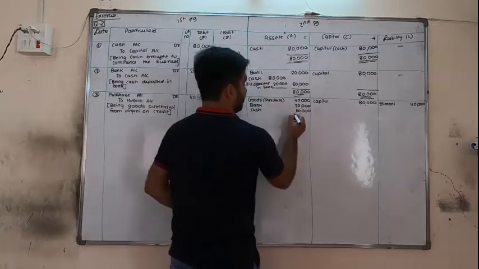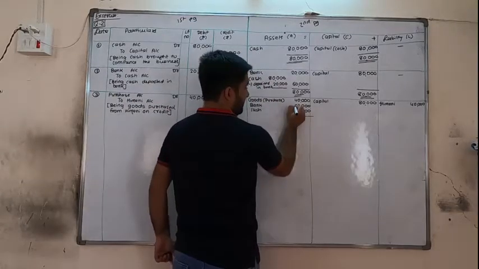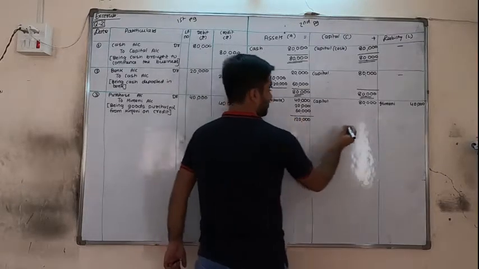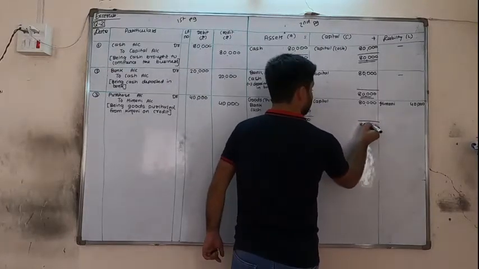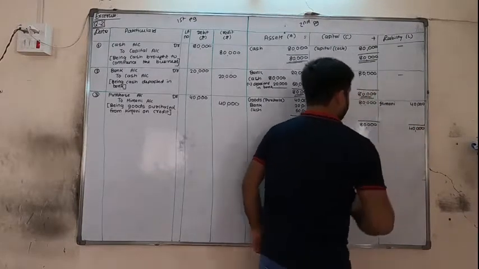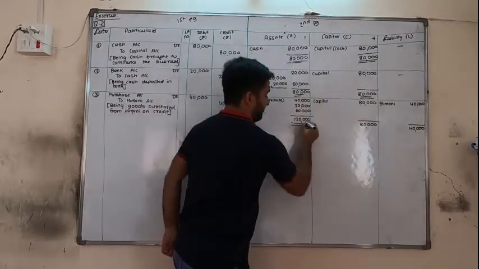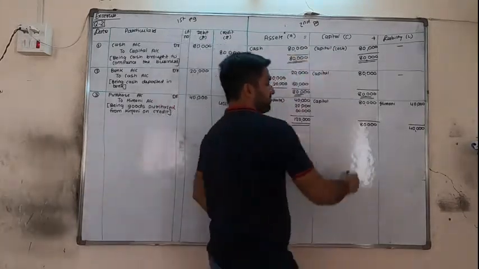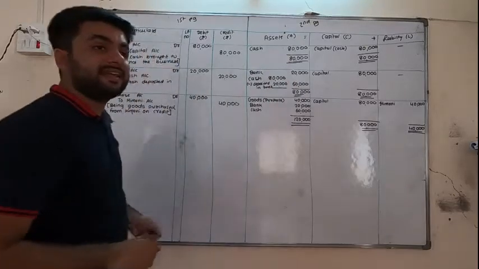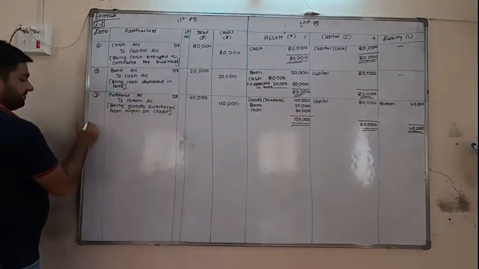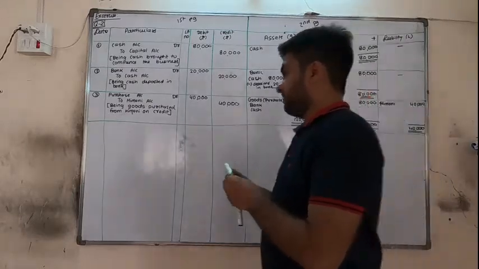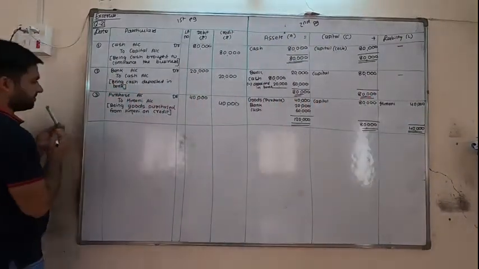Now make the total again. 40 plus 20, 60, 60 plus 60, 1,20,000 is assets, capital is 80,000, liability is 40,000. So you can check, 1,20,000 is equals to 80 plus 40, 8 plus 4 is 12. So both sides are again equal. Okay, so this way you have to write.